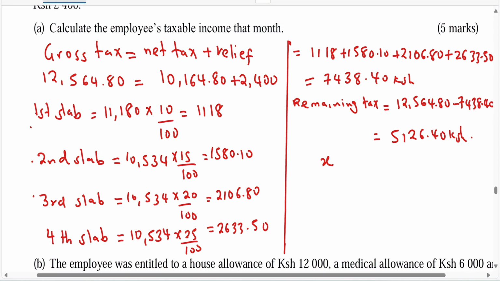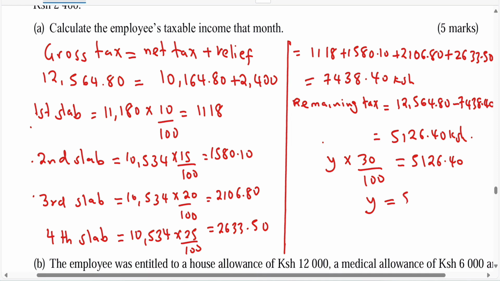So, or let's say y, kwa sababu ya multiply. Let's say y. So if I take y multiply by the tax rate, of the percentage rate ambao ni 30%, ukiangalia kwenye table yako, it should give you an answer equivalent to 5126.4. So itafaa inipe hii kwa sababu katika fifth slab ile tax ambayo iko katika fifth slab ni 5126.4.